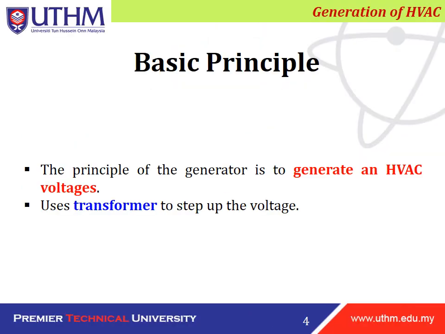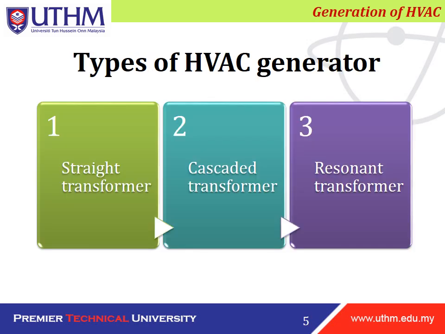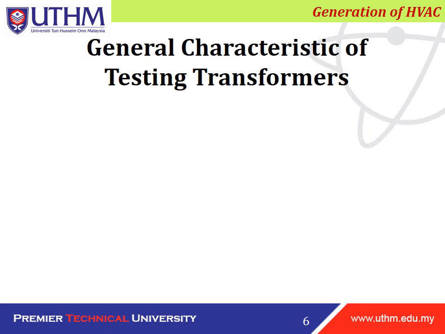So, the principle of the generator is to generate the HVAC voltage. How to generate? To generate the HVAC, we need a transformer to step up the voltage. There are 3 types of HVAC generator, or 3 types of transformer, which are straight transformers, cascaded transformers, and resonant transformers. However, before we go further into each type of transformer, we need to learn the general characteristics of the testing transformer.